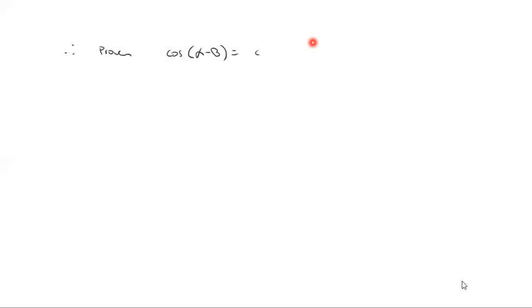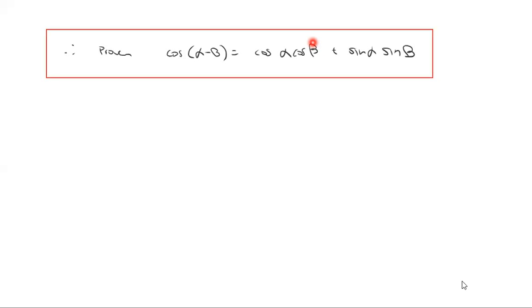So we have now proven cosine of alpha minus beta is cosine alpha cosine beta plus sine alpha sine beta for any alpha and beta. Yeah. That makes sense. Yeah. Good.